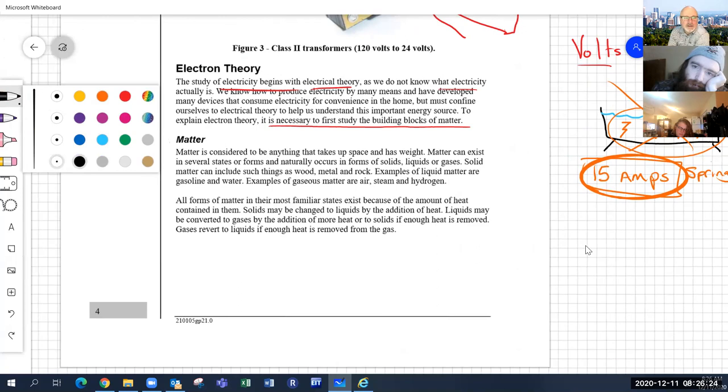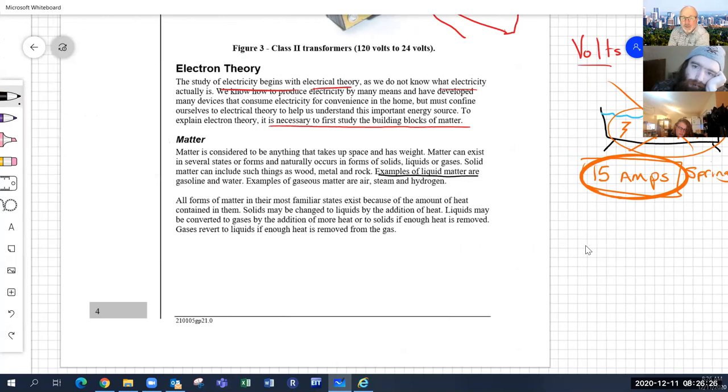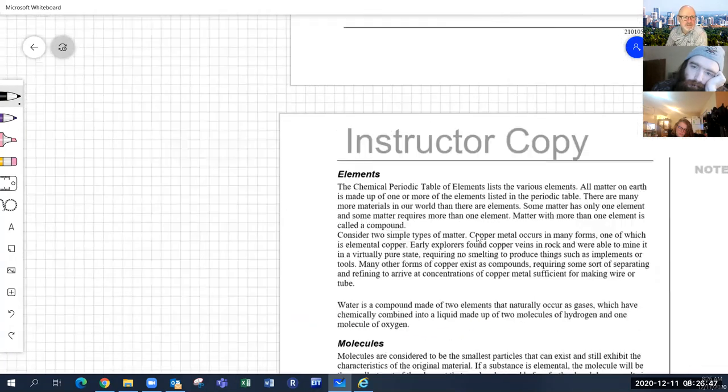Okay, so examples of liquid matter. What the heck are they talking about here? There's three forms: solids, liquids, gases, gasoline. All forms of matter, most familiar states exist in the amount of heat contained in them. Okay, I don't even think this is relevant to what we're talking about. Let's go to the next one.